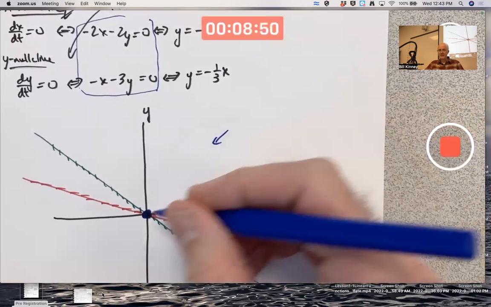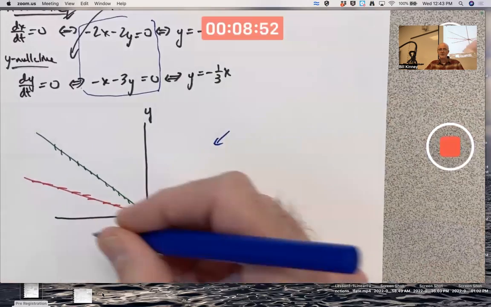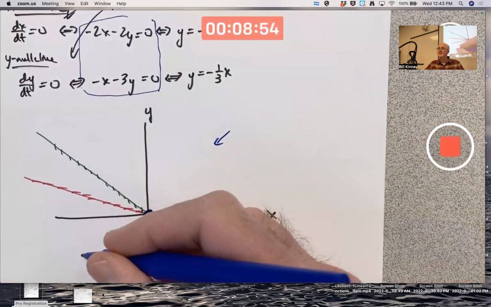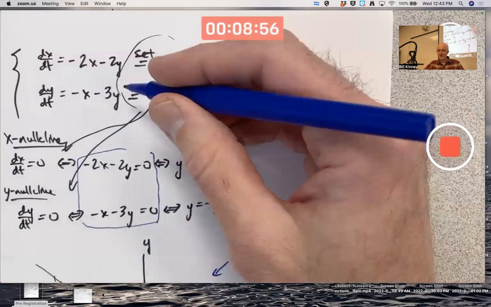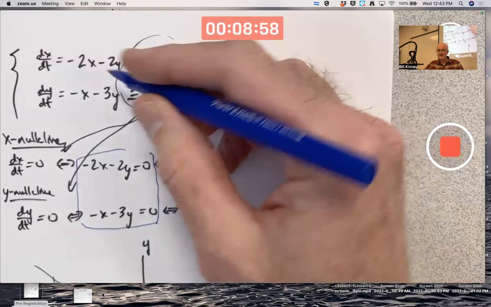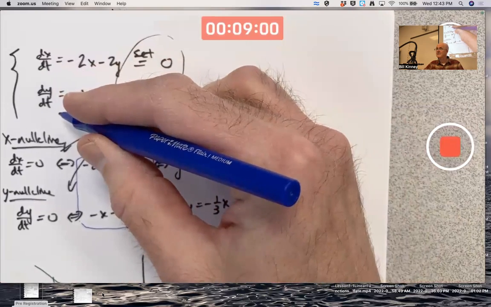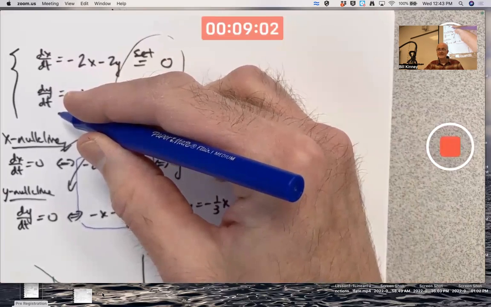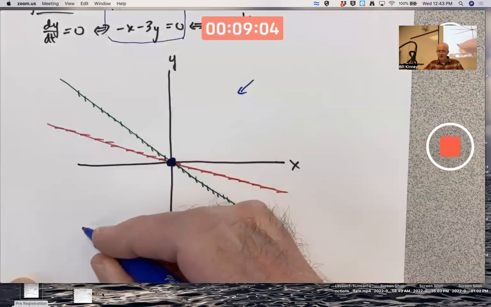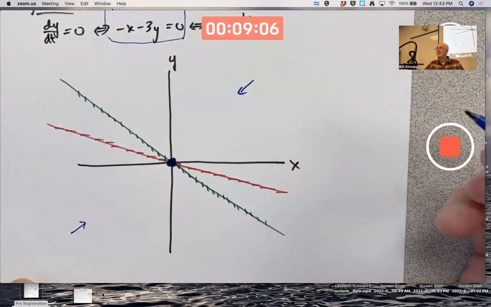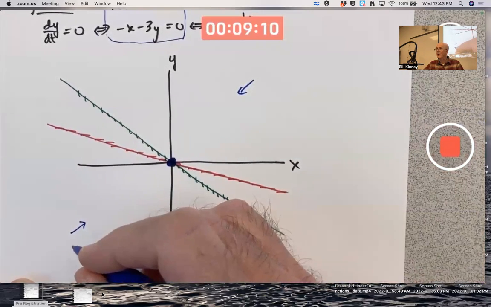On the flip side, if you're down here in the third quadrant where x and y are both negative, then when you plug them in up here, you get positive quantities. dx/dt and dy/dt are both positive. Solutions must increase. X and y must increase over time. So solutions go to the northeast.